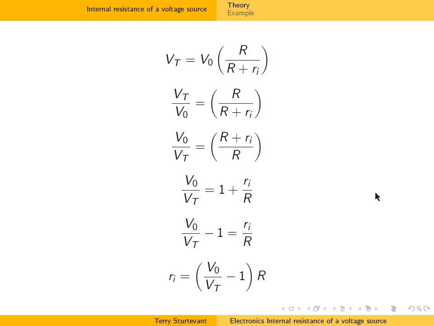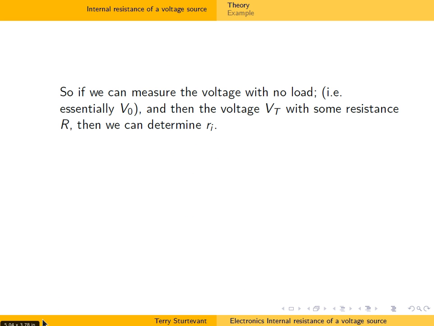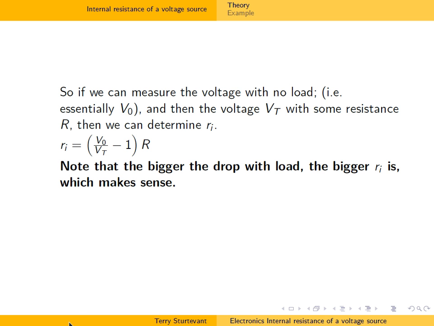We can rearrange it to get this expression, so that if we measure VT for a particular value of R and we know what V0 is, we can get RI. Now, how we get V0 is by measuring the voltage with no load. If we don't put a resistor across the output, so that the resistance is essentially infinite, and measure the voltage, that gives us a value for V0. Then if we measure it with some other resistance R, we can determine RI. And notice from this equation that the bigger RI is, the bigger the difference between V0 and VT for a given value of R, which should make sense: the bigger the internal resistance is, the more of a voltage drop we're going to see for a given resistance.